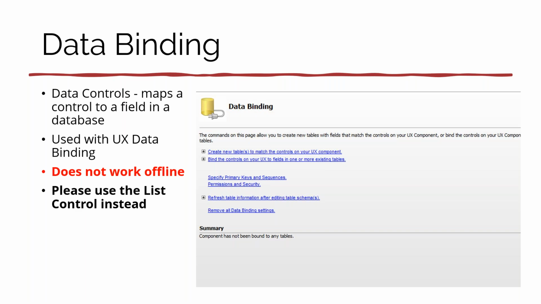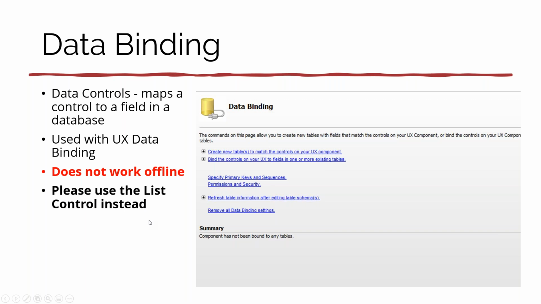Data binding is usually used with repeating sections to create an interface that you can enter data in and then save it, and it gets updated into a database. Doesn't work offline. Keep that in mind. Usually only in web apps does it get used. But yeah, if you haven't used this before, use the list instead.